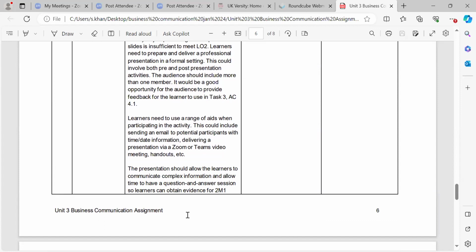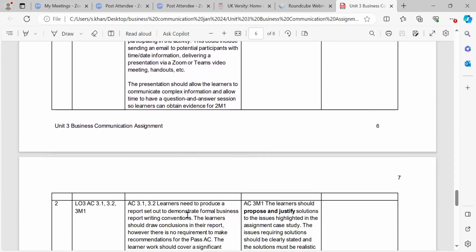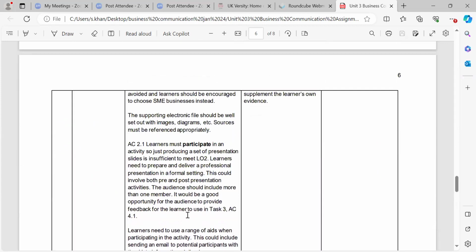This could include an email to potential participants with time and day information, delivering a presentation via Zoom, Teams meetings, or handouts. The presentation should allow the learners to communicate complex information and allow them to have time for a question and answer session so learners can obtain 2 M1.